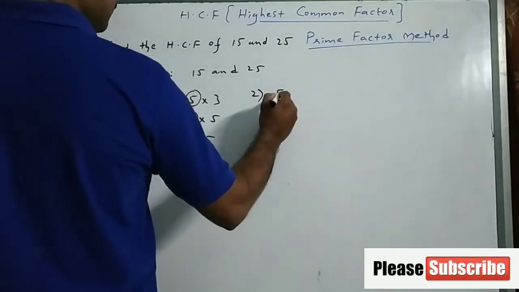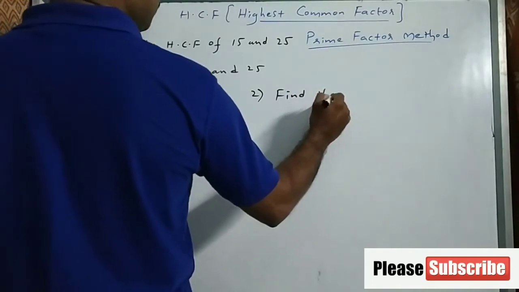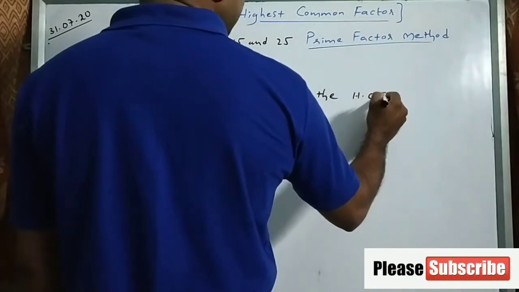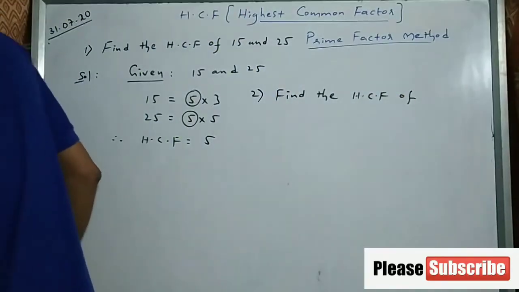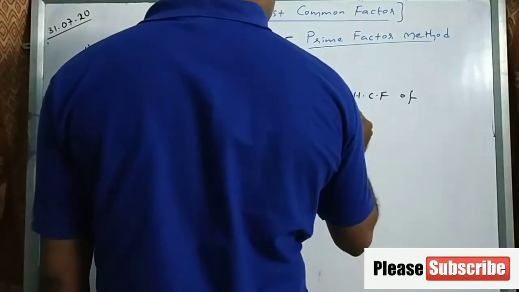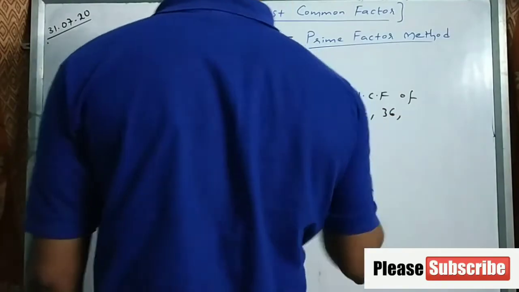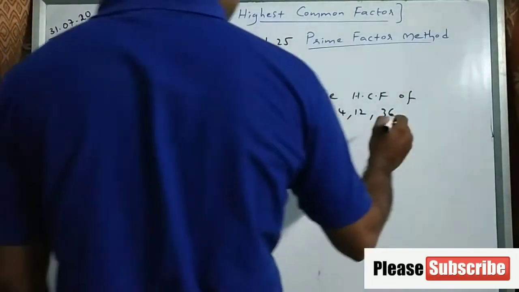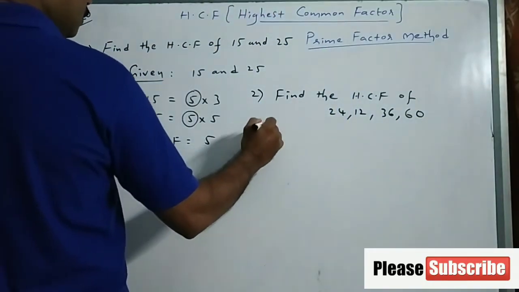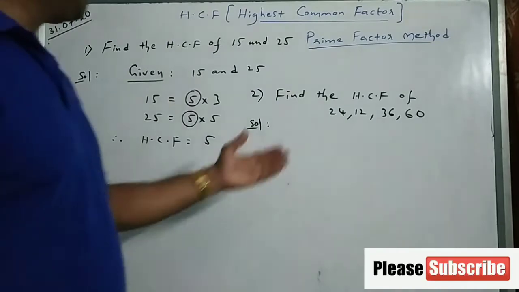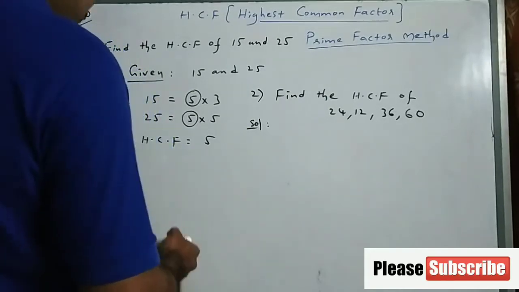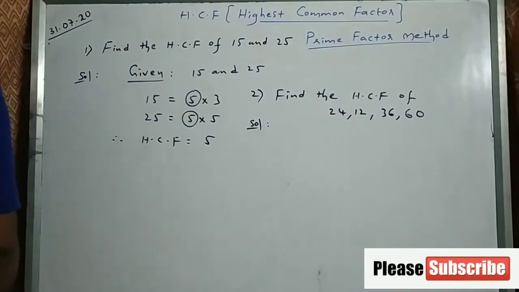One more I will say it. Find the HCF of 24, 12, 36, 60. You must see the common prime factor, that's all. So what are the given numbers here? 24, 12, 36 and 60. Right? So you must find the prime factors for this.